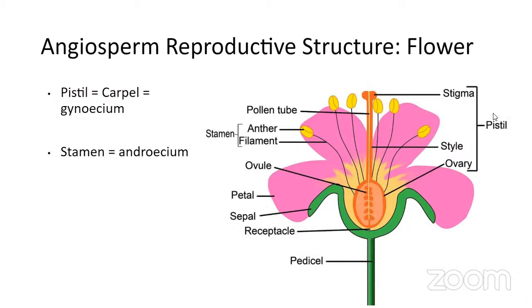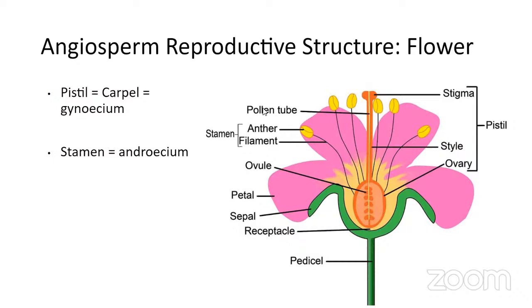These three things together are also called the pistil or the carpel, or occasionally the gynoecium. They're composed of a stigma that's going to receive pollen, a pollen tube within the style. So the style is this long, thin structure here. And then the ovary at the bottom contains our ovules that are going to develop into eggs.